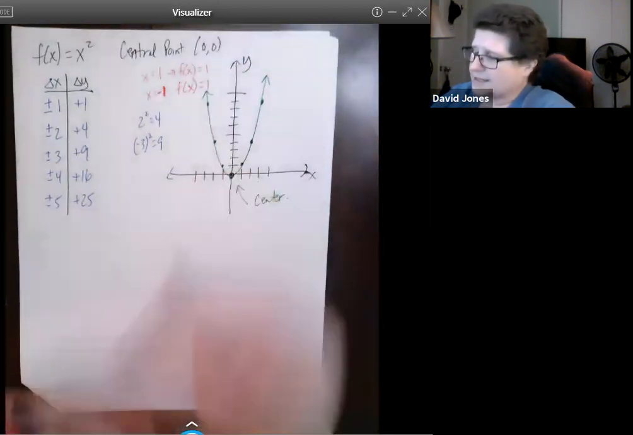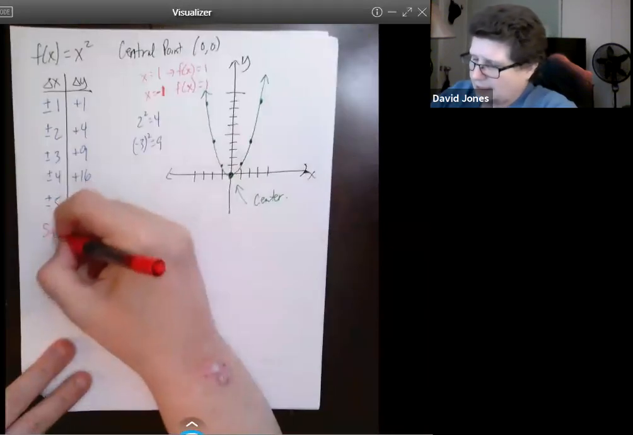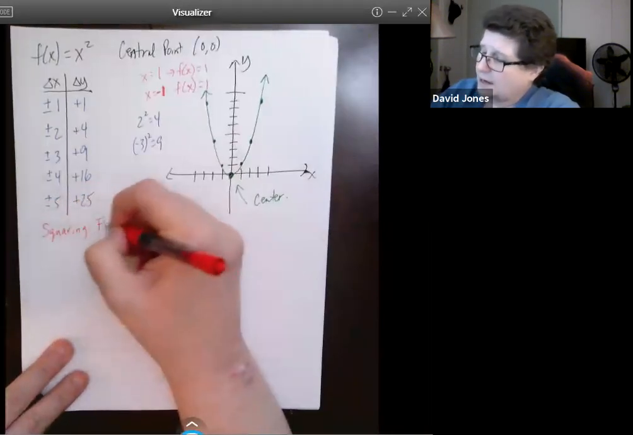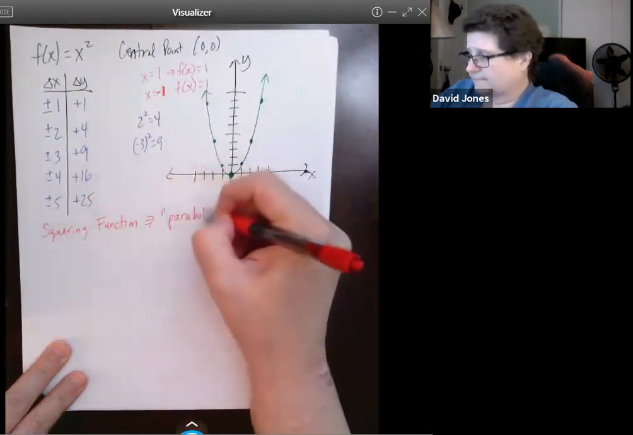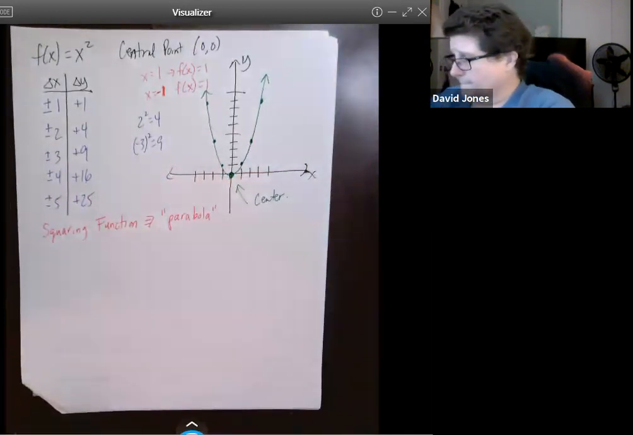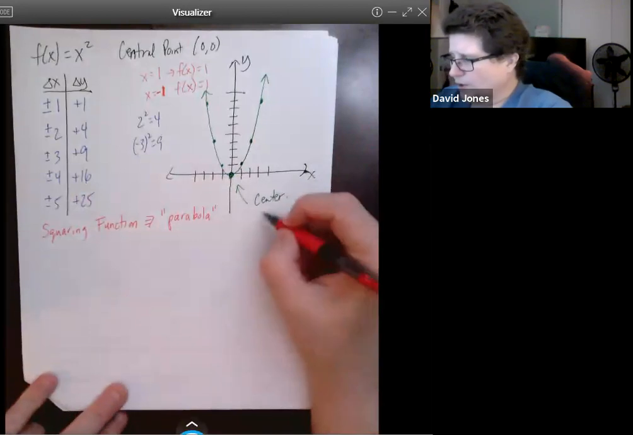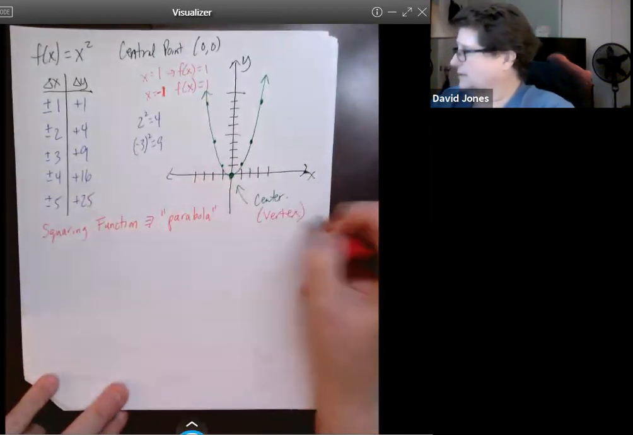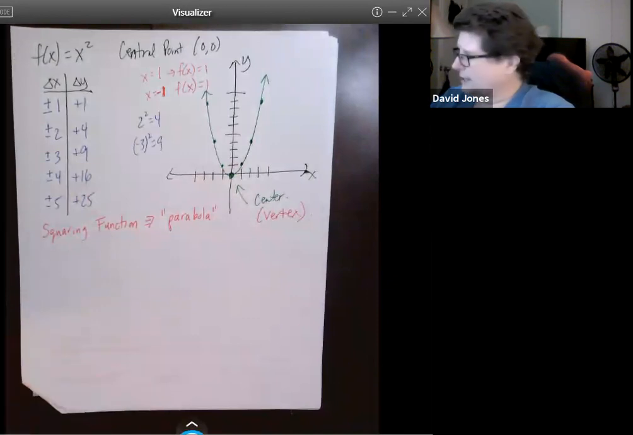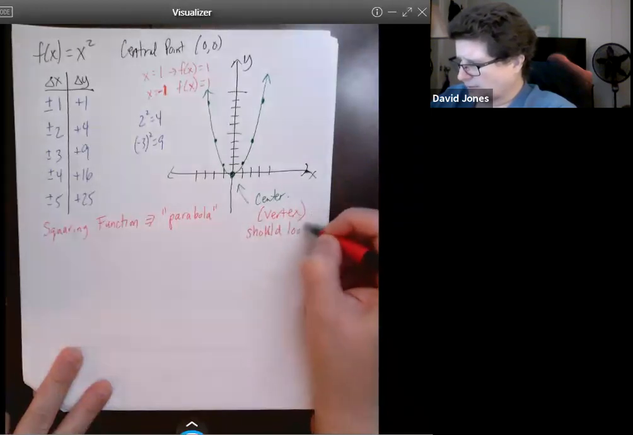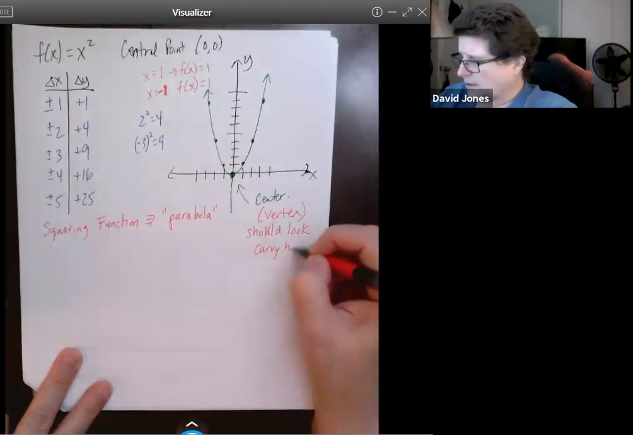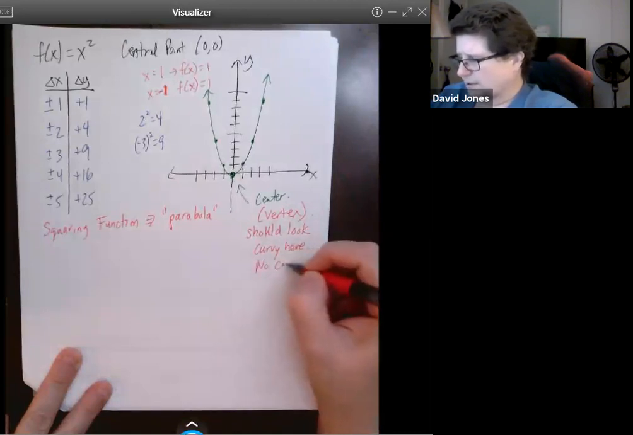This is the squaring function. And the shape it yields is called the parabola. And on the parabola, we call the center the vertex. All right? And it should look curvy. Should look curvy here. No corners. Don't make it look like a V.